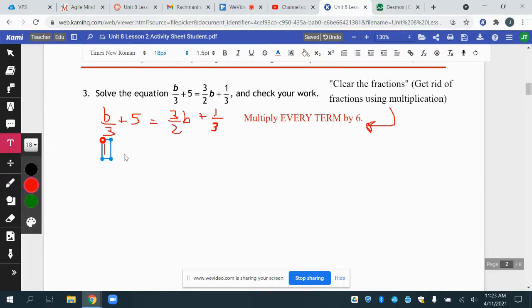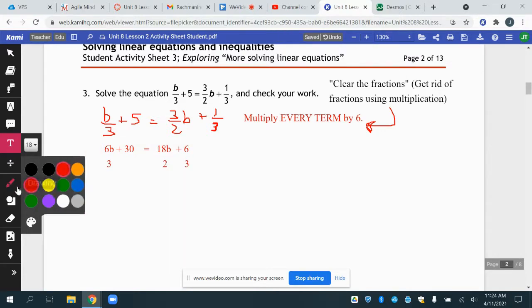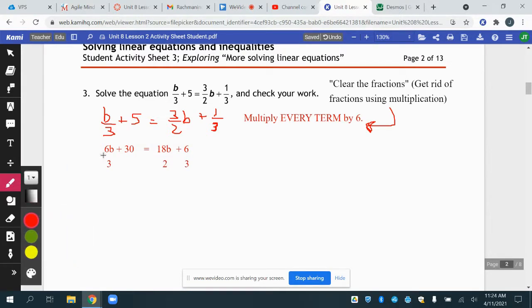So here's what I end up with. 6b, 5 times 6 is 30, equals 6 times 3 is 18, and 1 times 6 is 6. I've got to do the bottom row. There's still a 3 here, right? We haven't gotten rid of it. We really have, but you'll see how in a moment. So these are the bottoms of my fractions. Let me write in that line. We're done with fractions for the rest of this problem.